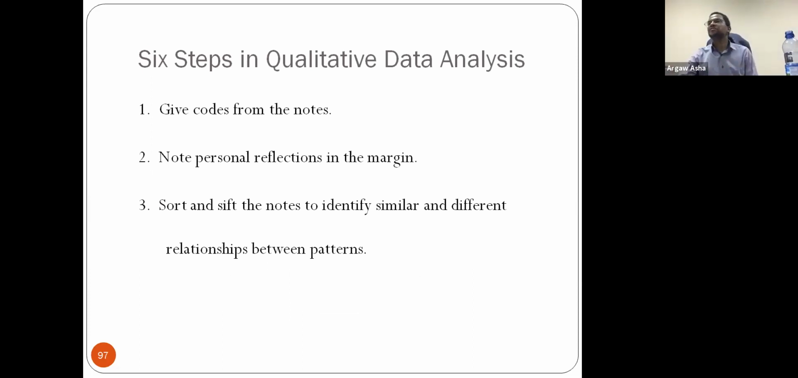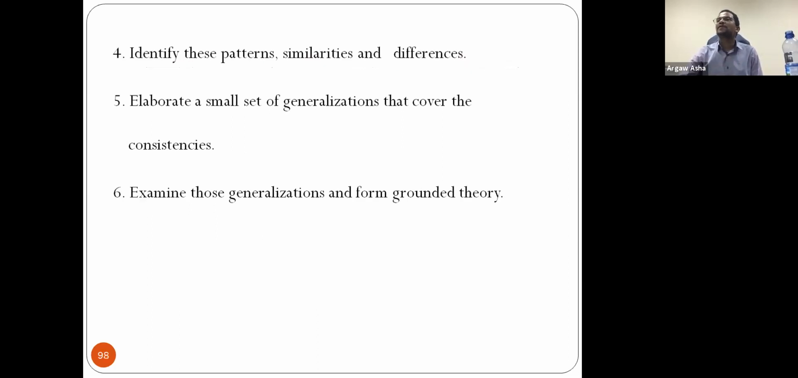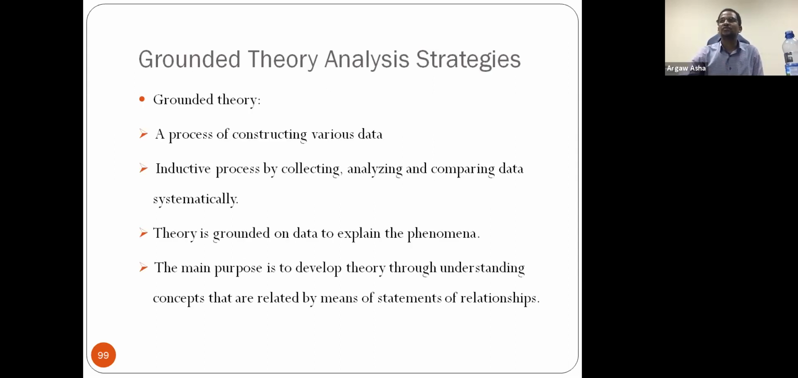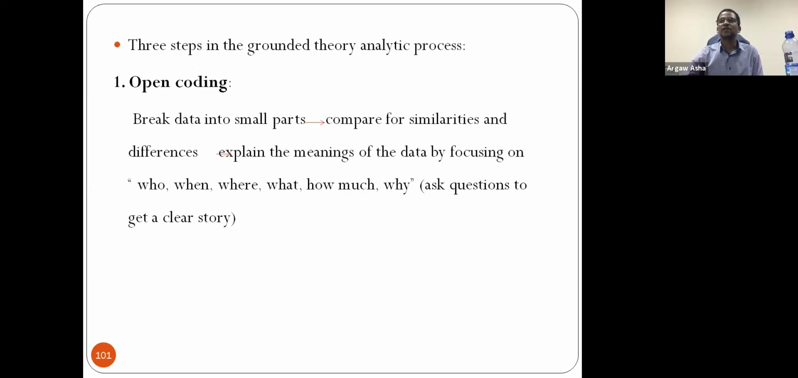Give codings, not personal related reflection in the margin. Sort and sift some of the notes. You can identify, elaborate, and examine general conditions for the grounded theory analysis. Please read those grounded theory analysis on your case.